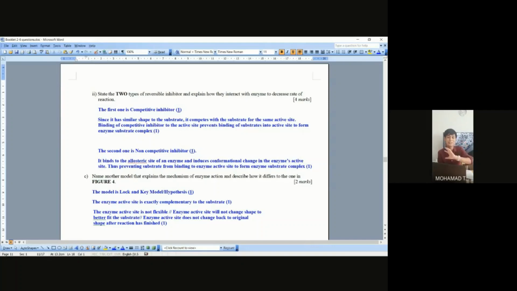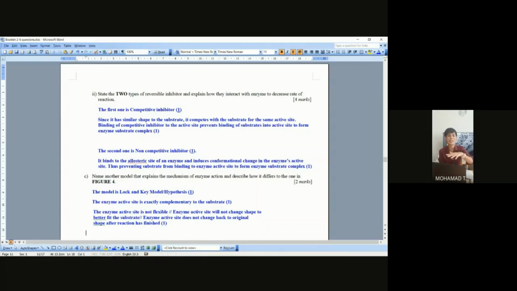So it will bind to the enzyme active site. When it binds there, the substrate cannot enter. When the substrate cannot enter, no enzyme-substrate complex is formed, so no reaction occurs and no product is obtained. So that's how it slows down, that's how competitive inhibitor decreases the rate of enzyme action. So that's the first mark. I know the answer is long for that one mark.